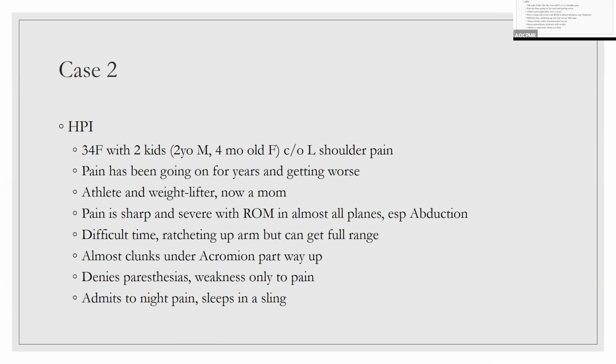Case number 2: a 34-year-old female, 2 kids, complaining of left shoulder pain. The pain has been going on for years and getting worse. She's an athlete and a weightlifter and now a mom. Pain is sharp and severe with range of motion in almost all planes, especially abduction. She had a difficult time ratcheting up her arm, but can get full range, and it almost clunks underneath the acromion partway up. She denies any paresthesias or weakness, admits to night pain, and sleeps in a sling. She's in so much pain.